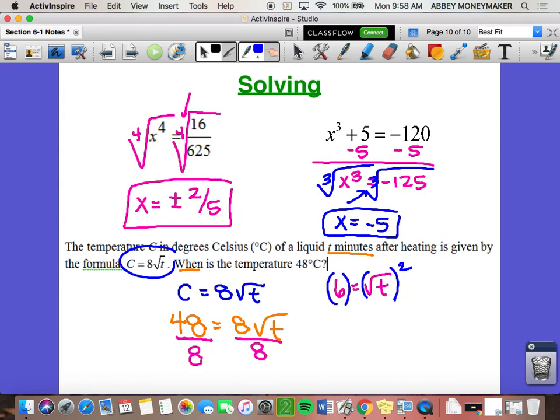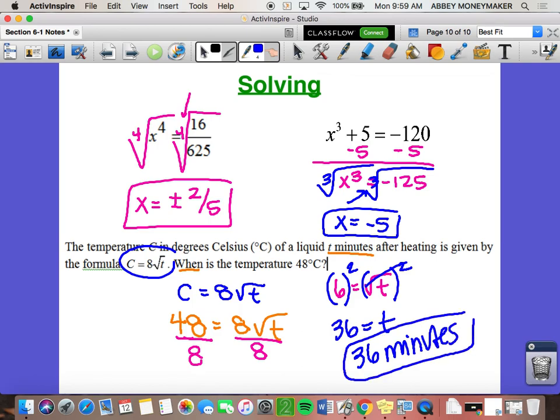Squaring it will undo the square root. So we get 36 is equal to T. So that would say 36 minutes. Always put your answer back in context.